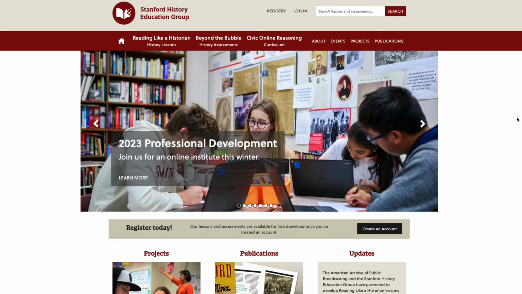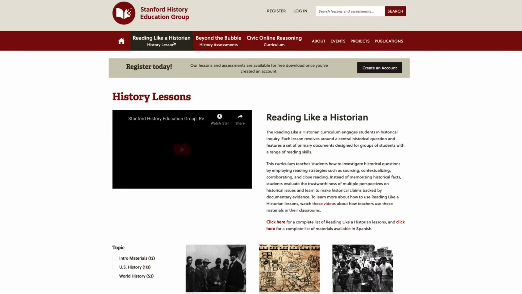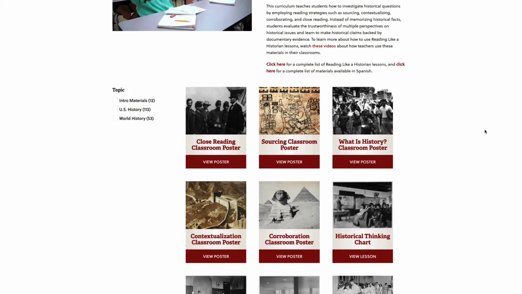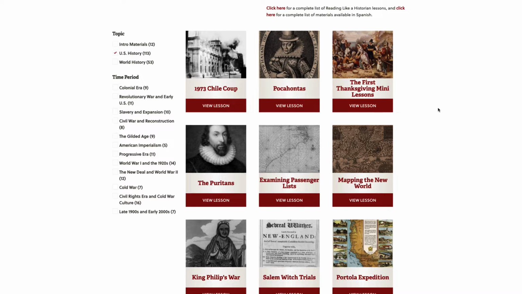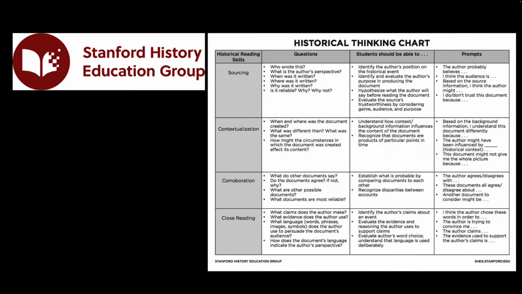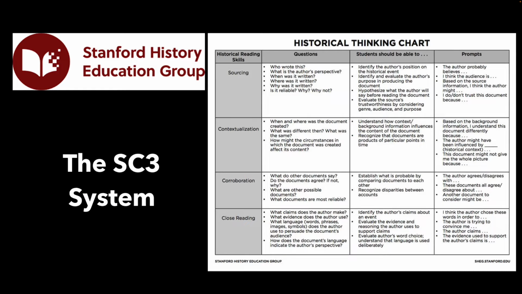Well, in this class, we're going to adopt a method that was developed by the Stanford History Education Group. If you don't know anything about the Stanford History Education Group, I highly recommend, especially if you are a secondary ed major, to go and check out their website. They have all sorts of modules and resources for history teachers that are really, really great. But one of the things that the Stanford History Education Group has is what they call their reading like a historian curriculum. And they set out essentially a few different tasks for reading primary sources like a historian. It's a 4-part kind of system that I like to refer to as the SC3 system.